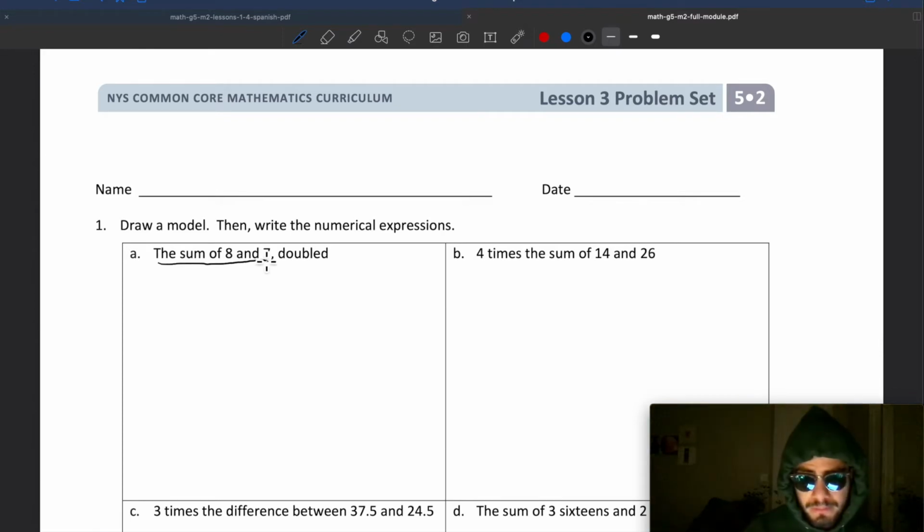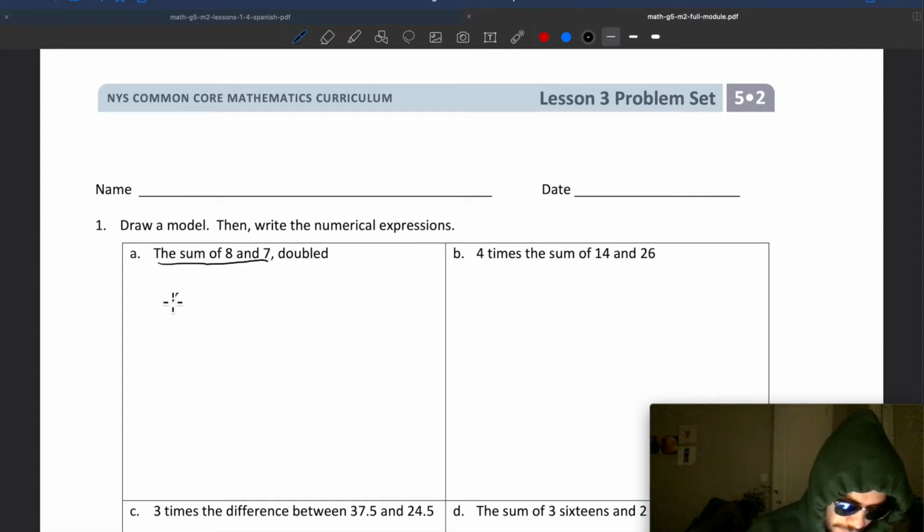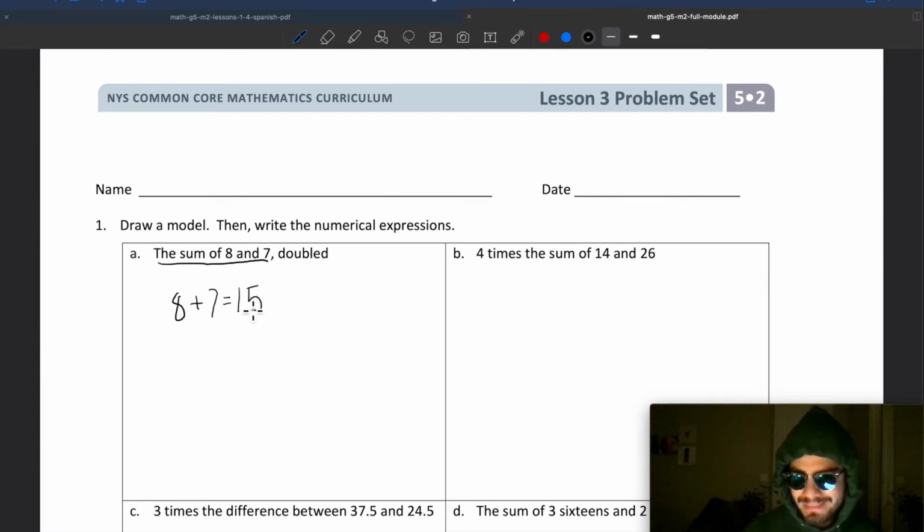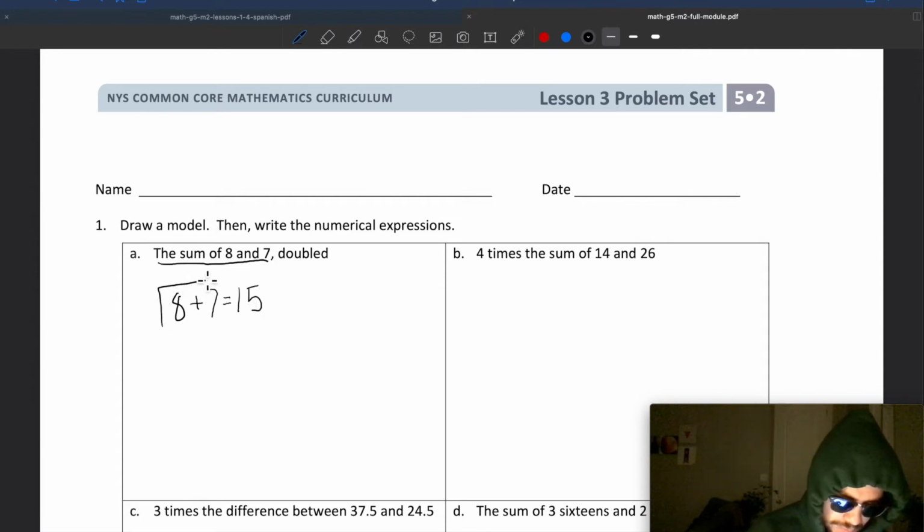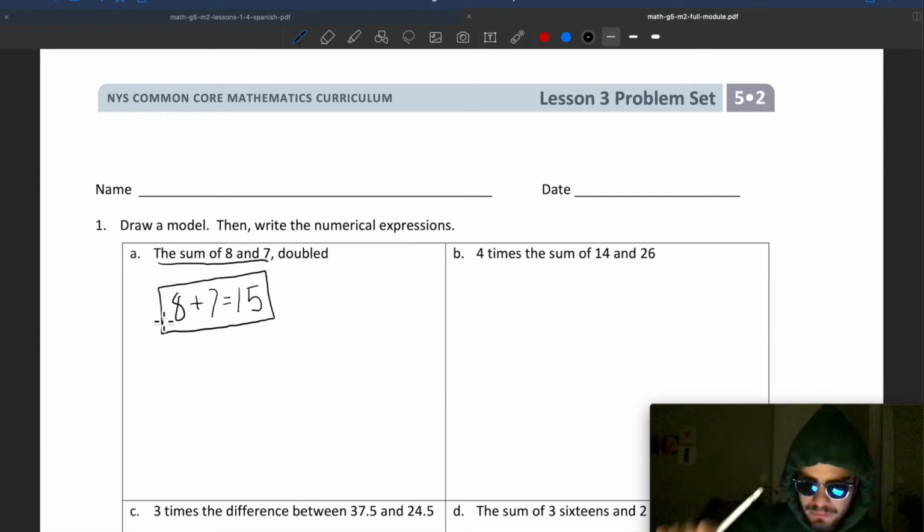I'm going to take the sum of 8 and 7. Okay, 8 and 7, which is 15, and I'm going to draw a tape diagram. So it's going to look like this. What I just did, that little square, is called a tape diagram.